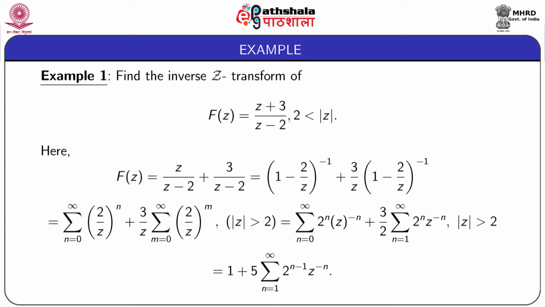This can be expanded and written in the summation form as summation n equal to 0 to infinity 2 by z to the power n plus 3 by z summation m equal to 0 to infinity 2 by z to the power m for mod z greater than 2, which is equal to summation n equal to 0 to infinity 2 to the power n z to the power minus n plus 3 by 2 summation n equal to 1 to infinity 2 to the power n z to the power minus n for mod z greater than 2. This can be adjusted to write as 1 plus 5 into summation n equal to 1 to infinity 2 to the power n minus 1 into z to the power minus n.